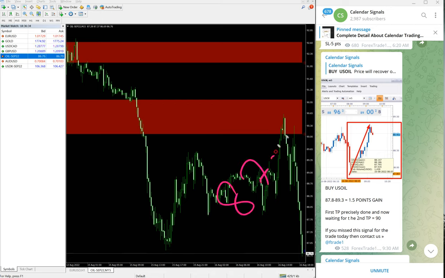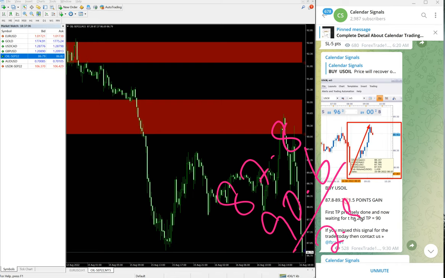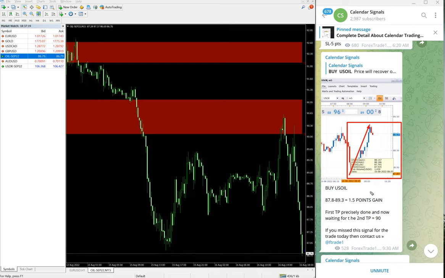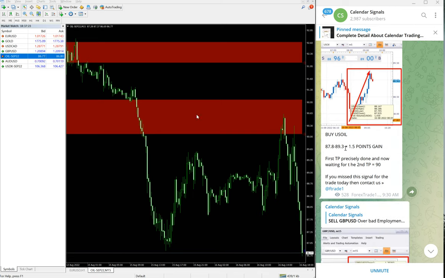So 87.8 till 90.6, a 2.8 points gain. At 9:30 a.m. GMT, we updated a 1.5 point gain. After that, it moved further and reached 90.6, so a 2.8 points gain on US oil. Good profit on US oil for all those who followed our signals.